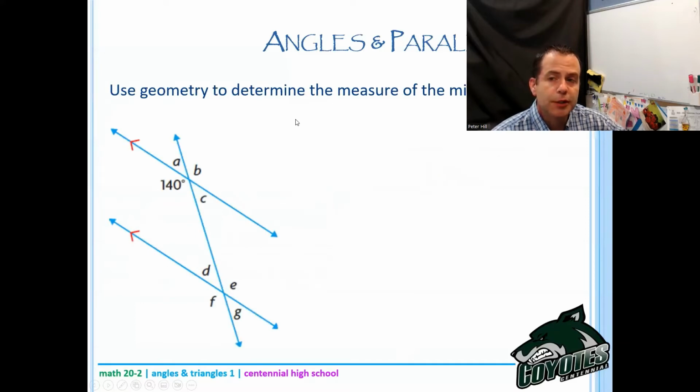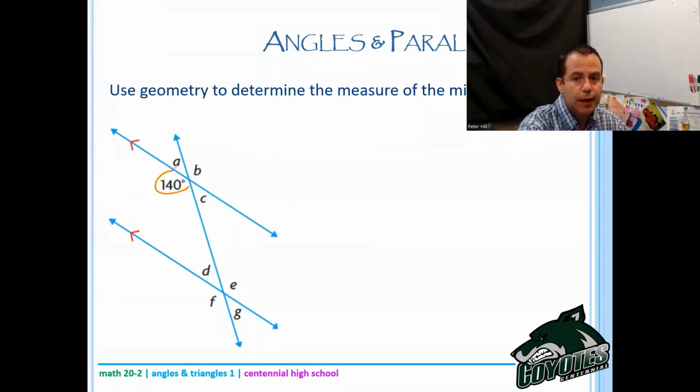Okay, so use geometry to determine the measure of the missing angles. Now, in your book, it actually says use a protractor as well. I'm going to tell you right off the bat, just for simplicity's sake with the video, that if they're parallel lines, corresponding angles equal each other. So I know right away that this one and this one are going to be corresponding, so they're going to equal each other. But I actually have enough information to get A, B, C, D, E, F, and G. So let's start with A.